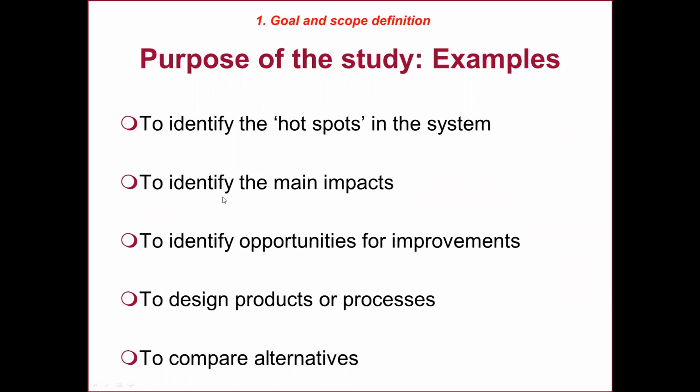Also, we can identify the main impacts, whether the main impact is carbon footprint or acidification or ozone depletion, for example. Once we have identified the hotspots, we can look for opportunities for improvements. For example, if emissions are occurring because of energy use, then we could look at whether we need to change the source of energy, or have more energy efficiency measures, or change some plant design. This can help in designing new products or processes, and in comparing alternatives, whether option A is better than option B or not.